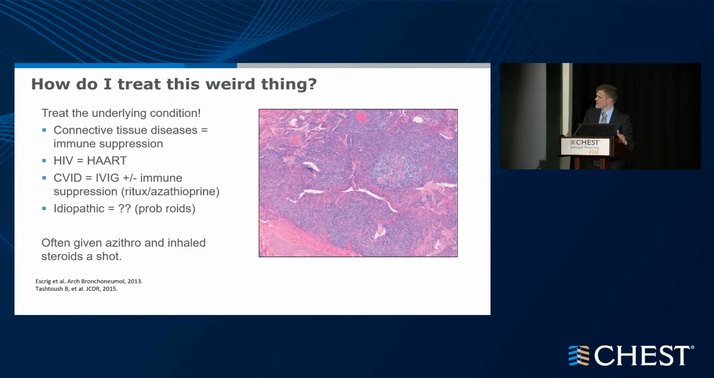How do you treat this? It's really treating the underlying condition. So if somebody has HIV, antiretrovirals; CVID, IVIG; connective tissue disease, immune suppression. We'll often give immune suppression, azithromycin, and inhaled steroids a shot in these patients. This tends to be a disease that responds to treatment. So the patients that I give medicine to tend to do better than the patients that I have with constrictive bronchiolitis.